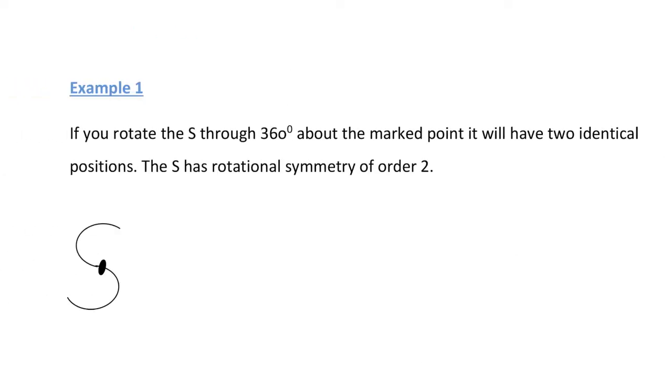Let's look at this example. The letter S. As you can see on your screen, if you rotate the S through 360 degrees, about the marked point, it will have two identical positions. One after 180 degrees and the second after 360. So S has rotational symmetry of order 2.